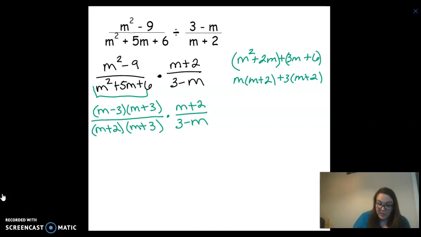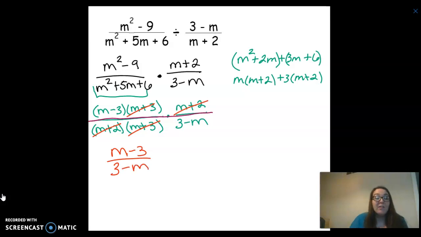Once it's written here in multiplication, remember this is like one gigantic fraction. So anything that is the same on the numerator and the denominator, I can eliminate. For instance, my m plus 2 is the same. My m plus 3 is the same. Now, m minus 3 is not the same thing as 3 minus m. They are very similar, but they are not exactly the same. If I were to rewrite this, I would have m minus 3, and this is a negative m and a positive 3.